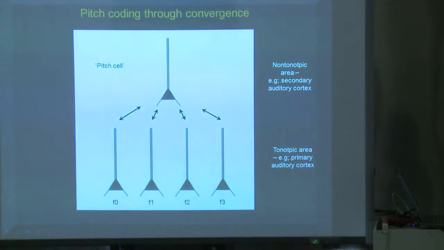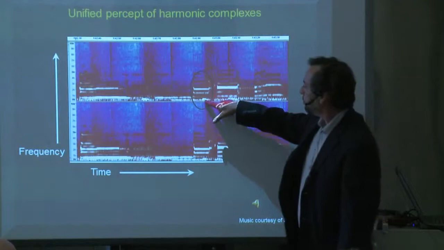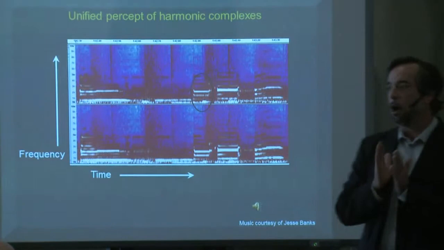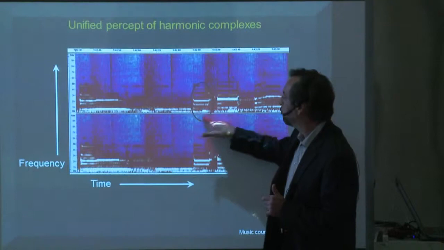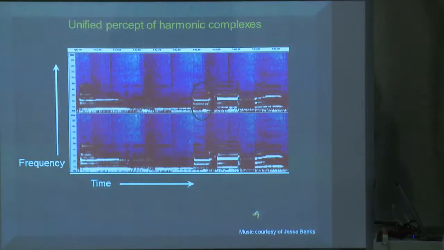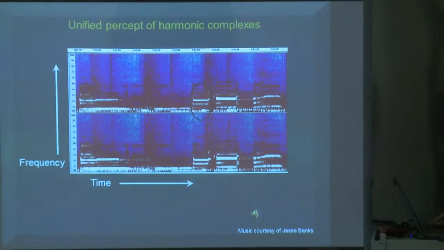So the cue, in this case, for figuring out that a harmonic complex is a single auditory object is the fact that there are frequencies at integer multiples of each other, and they're occurring simultaneously. So we group it by using the timing and also the frequency relationships between the harmonics. And those cues occur at the level of auditory cortex to activate these cells in pitch-sensitive areas.